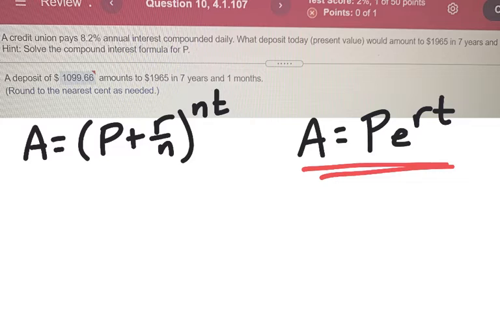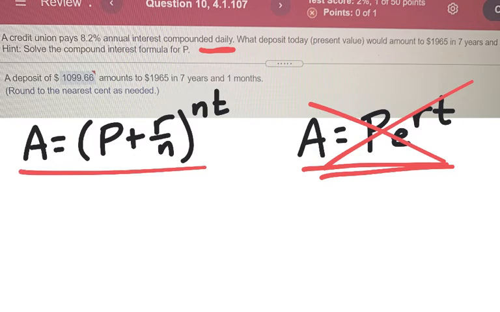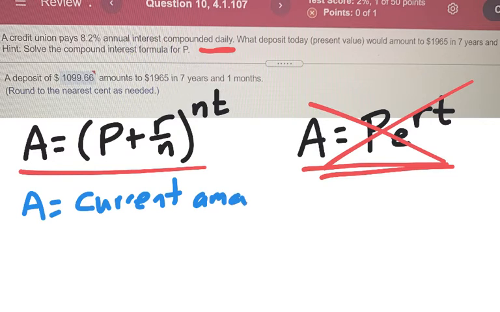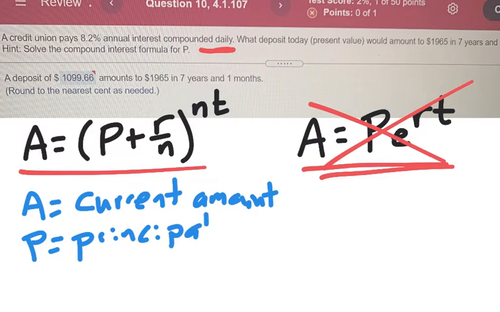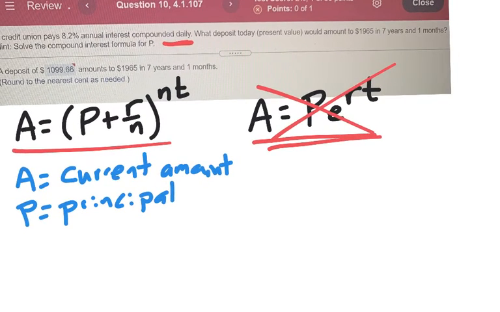And in this case, it is not compounded continuously, it's compounded daily. So we're not going to use that formula, we're going to use this first one. So let's go through what all the variables mean. A is the current amount that's in my account. P represents the principal amount. So this is how much I invested at the beginning, or however much I paid down on my loan, or how much I borrowed in the loan, depending on the problem.